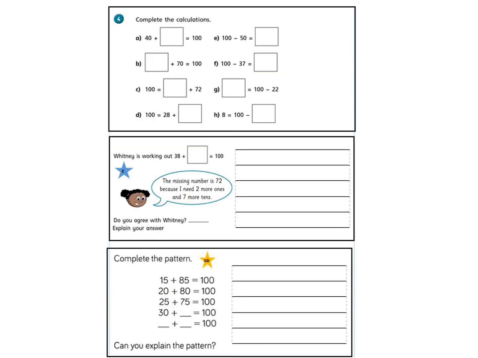Then on this one you've got some number bonds to finish, some additions and subtractions, but they're all number bonds to 100. And then you've got some problem solving and reasonings. So read them carefully and explain your answers when you see whether it's right or wrong, or how you know what the answer is.